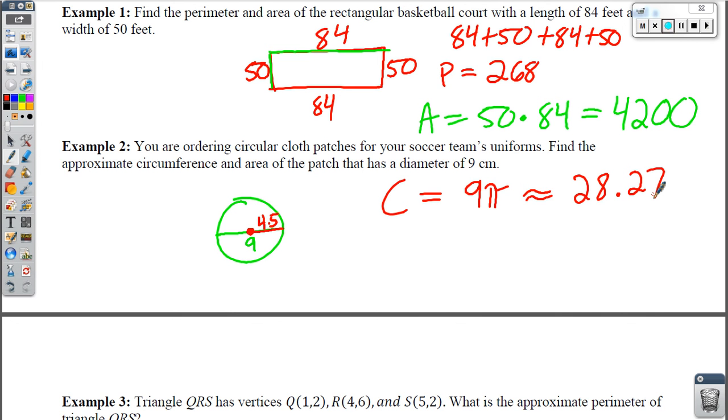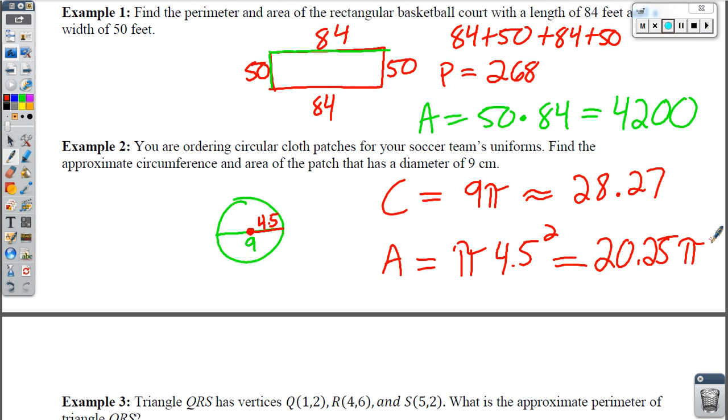Now for the area, again we use pi. This time we use the radius though, radius squared. So we do pi times the radius squared. That's going to be pi times 4.5 squared. So again, sometimes I would have you leave it in terms of pi. So if I'm having you leave it in terms of pi, you could figure out the 4.5 squared. That would be 20.25. And then leave it times pi.